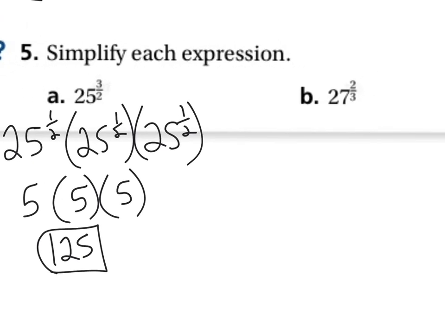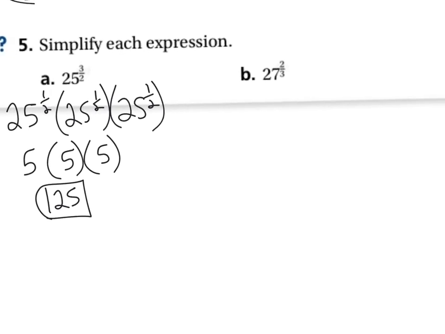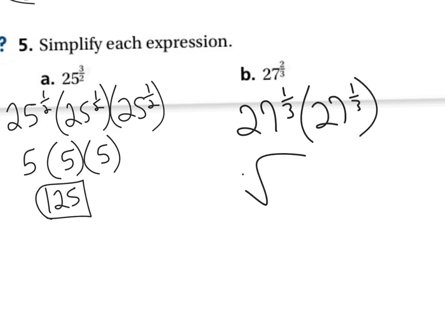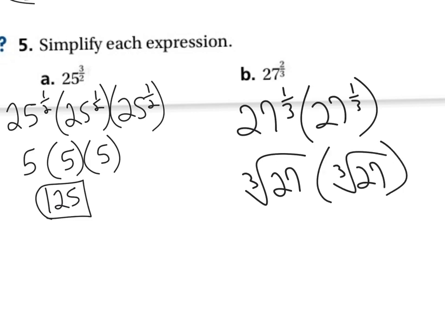Part B, similar idea. We have 27 to the 2/3, so that'd be 27 to the 1/3 times 27 to the 1/3, which again is like the cube root of 27. Cube root of 27, something times itself 3 times that equals 27, is 3. And then 3 times 3 is 9.